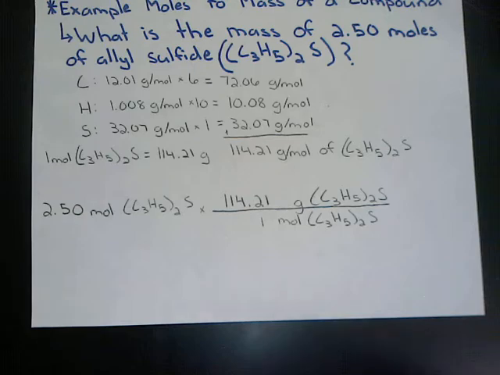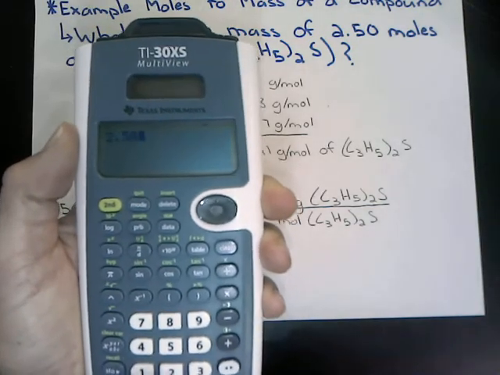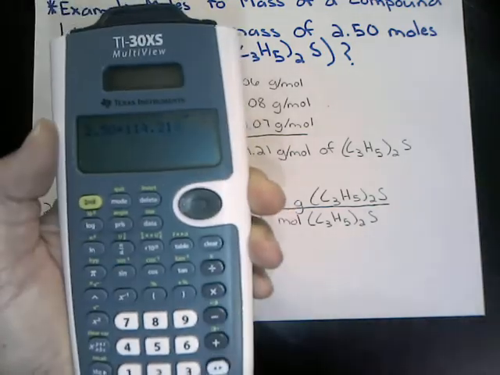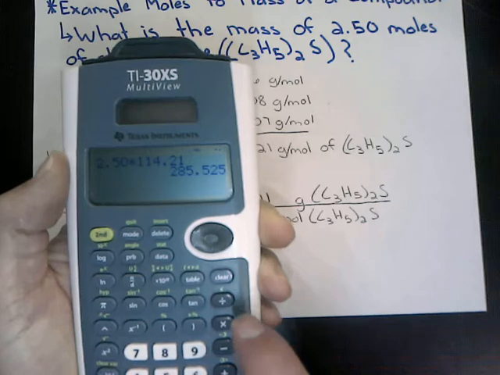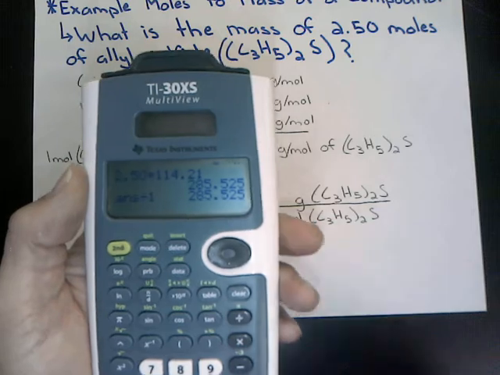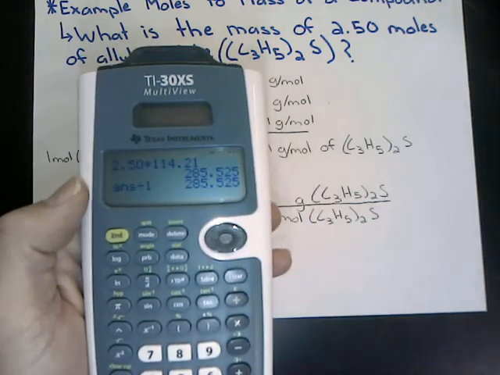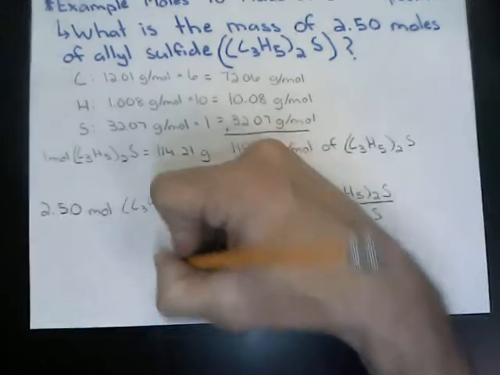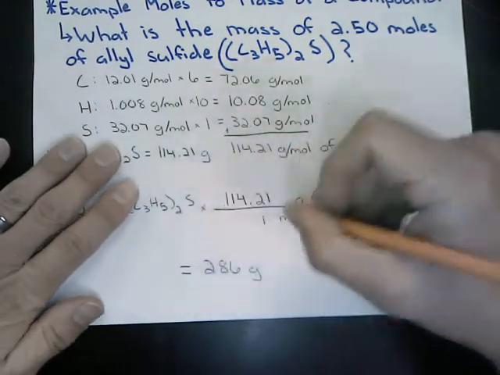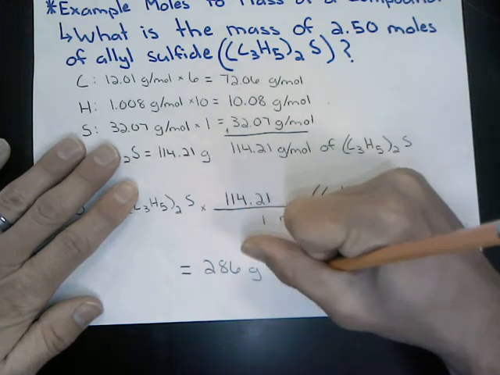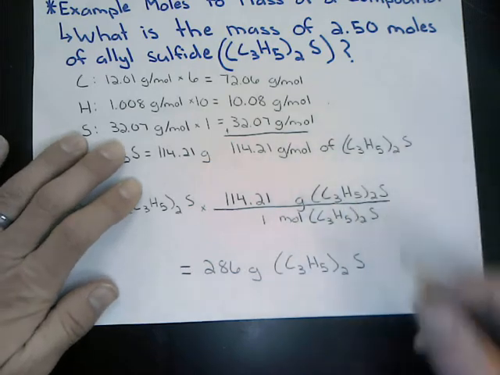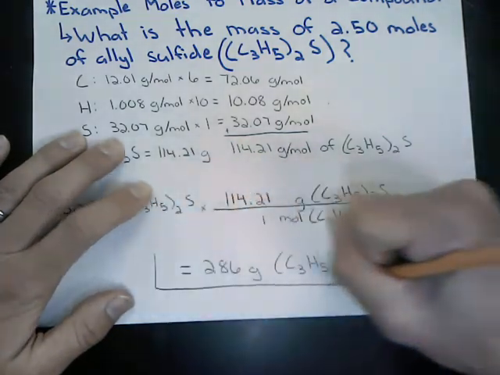And so all I'm going to do is take 2.50 times 114.21. I press enter. I divide by what's on the bottom, so I divide by 1, and I'm going to round to 3 total digits. So when we do this, this rounds to 286 grams of allyl sulfide. So 286 grams of C3H5 2S, and that becomes our final answer.